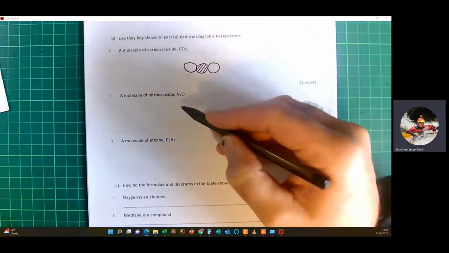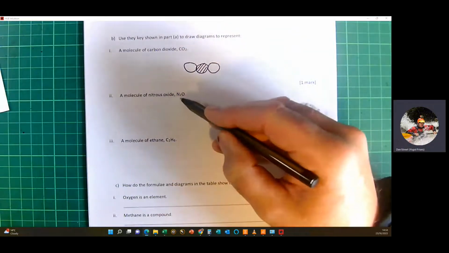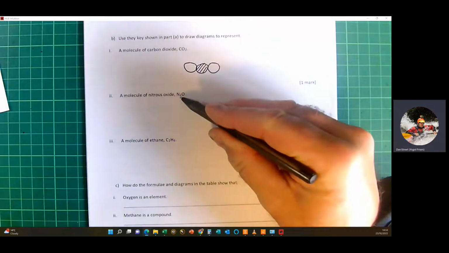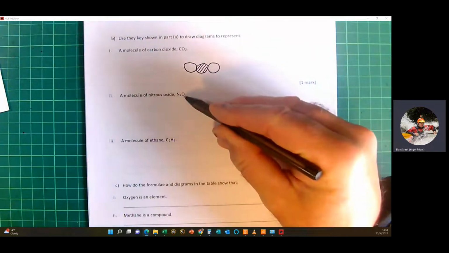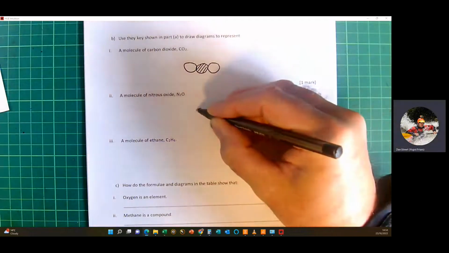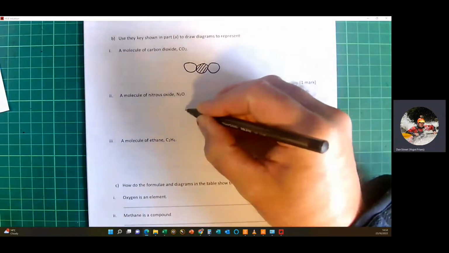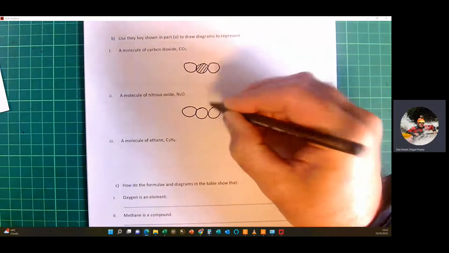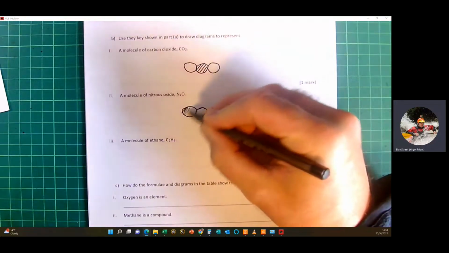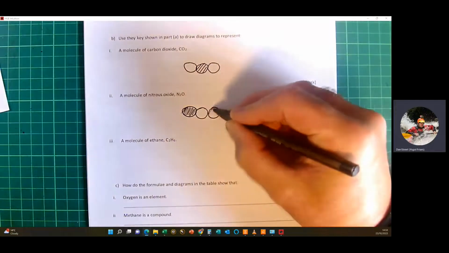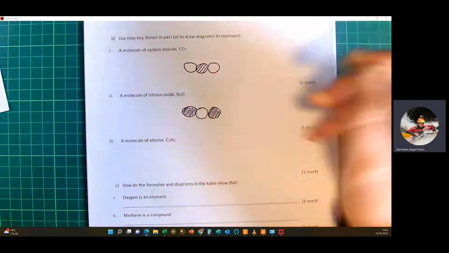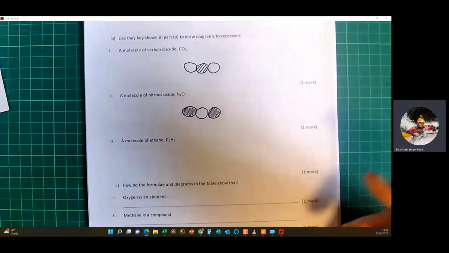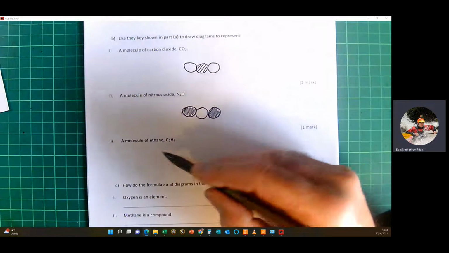Then you're asked to draw nitrous oxide, or dinitrogen oxide. So there are 2 nitrogens in this one and 1 oxygen. So we would draw the central oxygen, and then we would draw 2 nitrogens, and trying to make that grey rather than black is a little difficult, but there we go. And then finally, ethane.